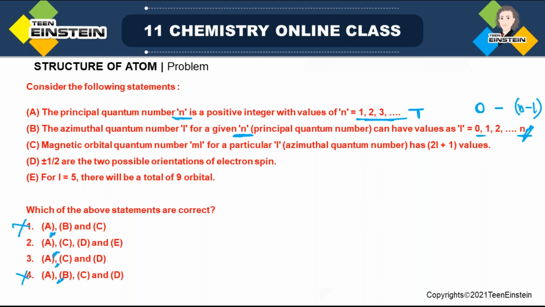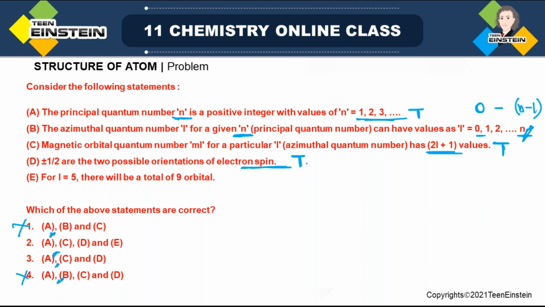Now the next statement: the magnetic orbital quantum number ml, for a particular value of azimuthal quantum number, has 2l plus 1 values. Now this is true, so statement C must be present. In both option 2 and 3, statement C is there, so you have to move to the next. Plus half and minus half are the two possible orientations of electron spin. This is also true, right? And this statement is also true, which means again you cannot choose between 2 and 3. You also have to check E.